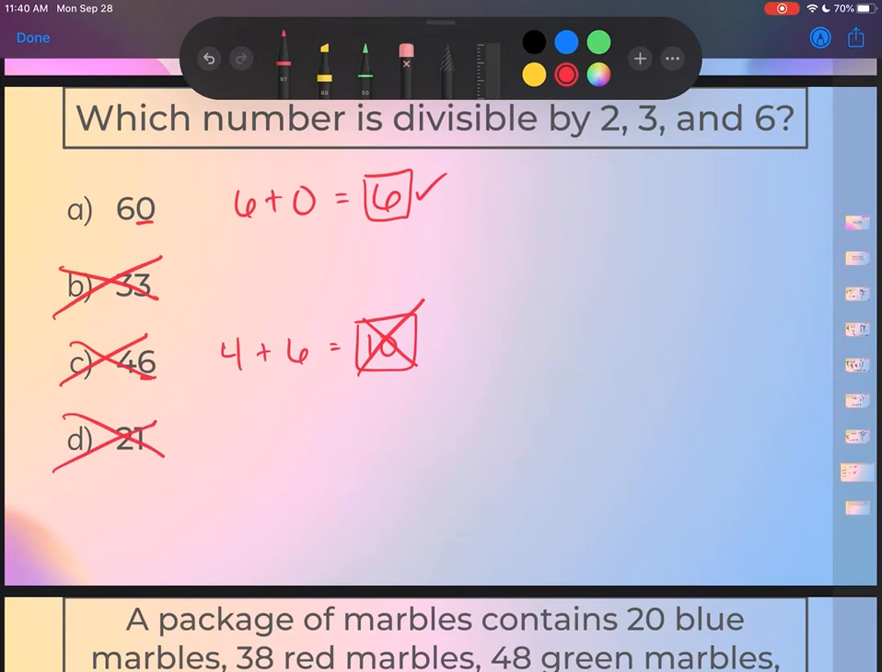So now 60 was a number that was divisible by 2. And we just checked and it was divisible by 3. So remember, if it's divisible by 2 and 3, that automatically makes it divisible by 6. So my answer is A.